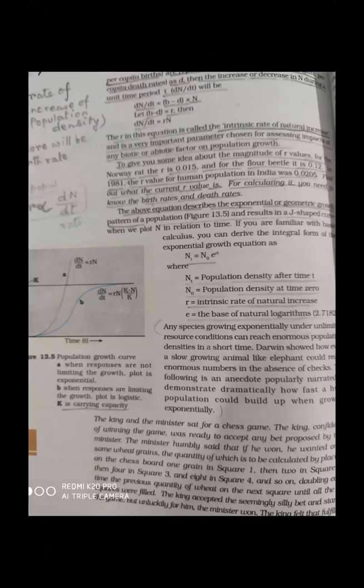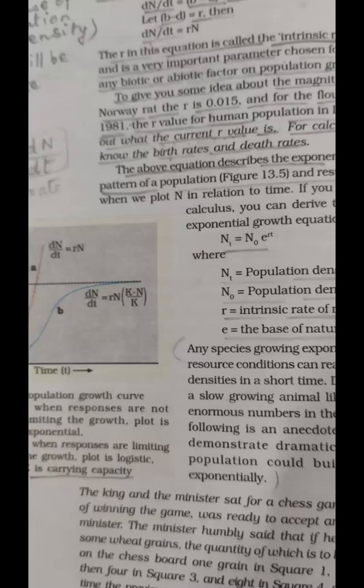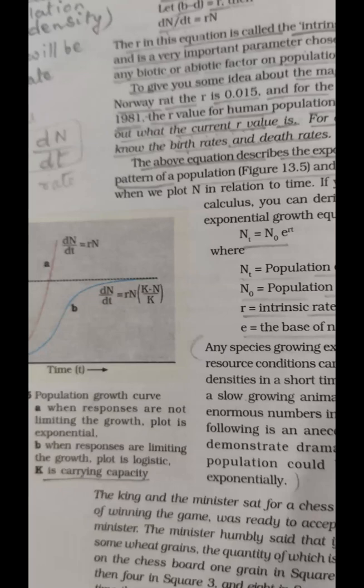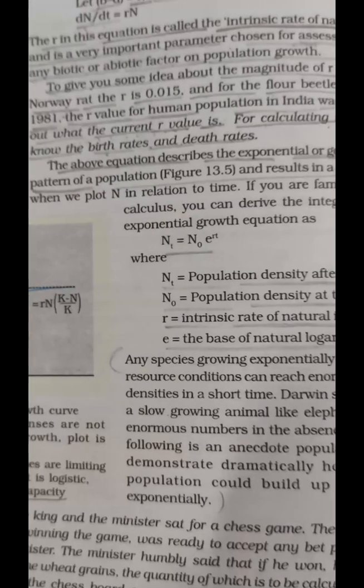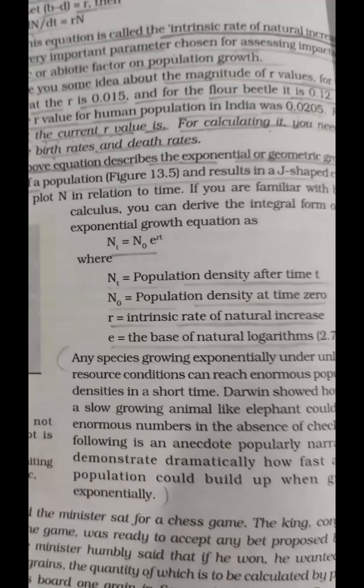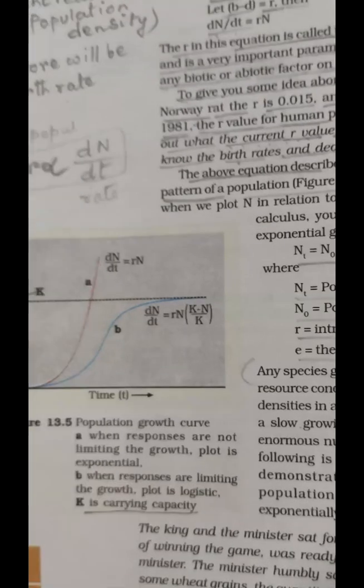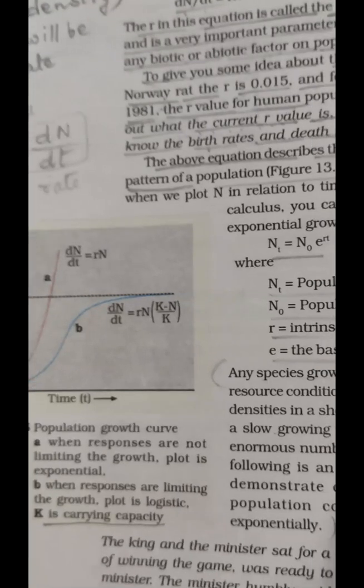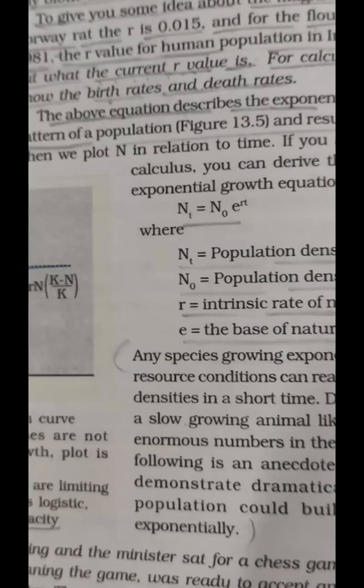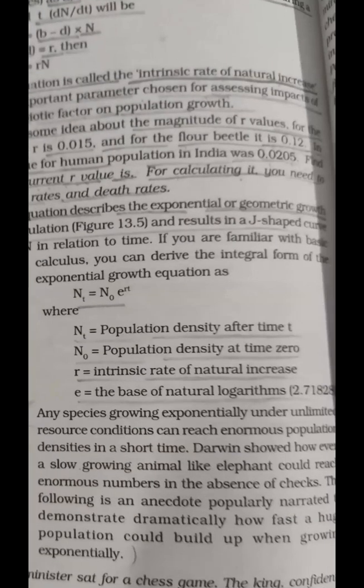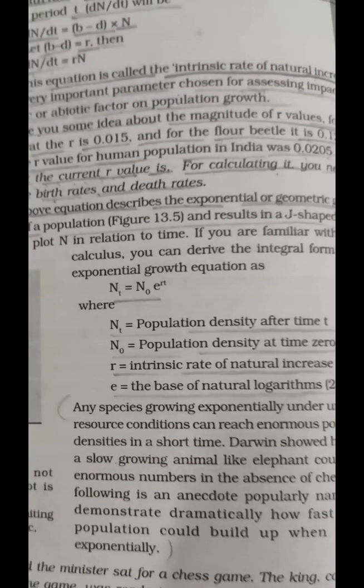Yes, this is the equation on page number 230. It is a direct question where Nt is the population density after time t, N0 is the population density at time 0, r is the intrinsic rate of natural increase in this equation, and e is the base of natural logarithm. So the correct answer for this question will be base of natural logarithm. That is question number 136. The answer will be 3.